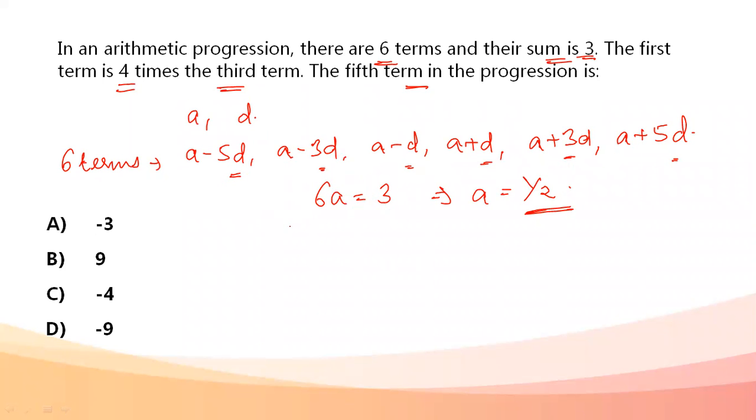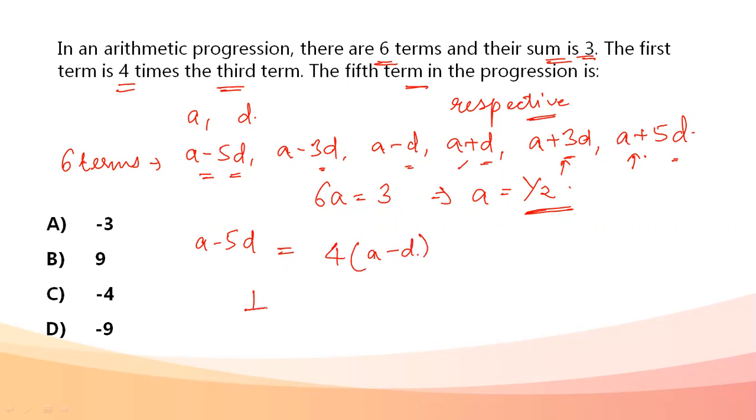Next hint: the first term is 4 times the third term. First term is a minus 5d. All these terms are respective: the fourth term is this, the fifth term is this, the sixth term is this. So my first term, a minus 5d, equals 4 times the third term, which is a minus d. Putting the value of a, it is 4 into 1 by 2 minus d. On solving this, the value of d comes out to be minus 3 by 2. Okay, a is there, d is there.